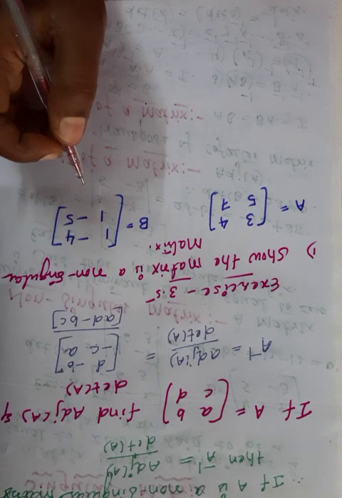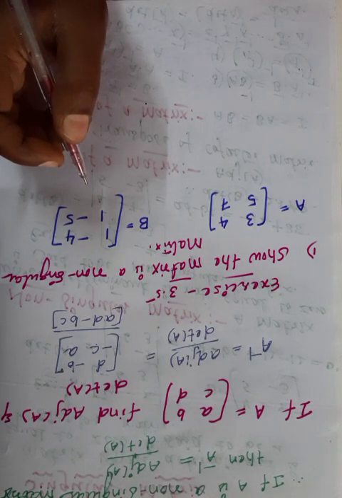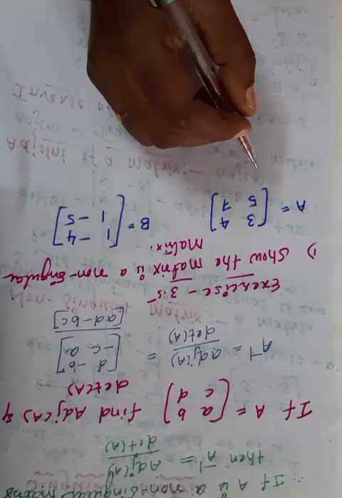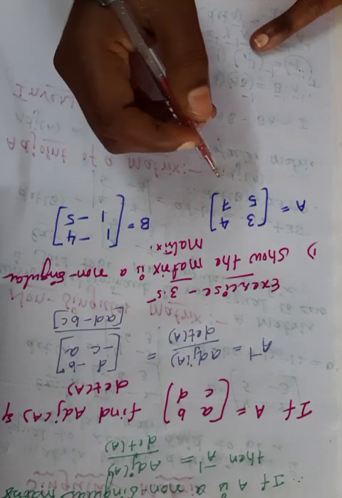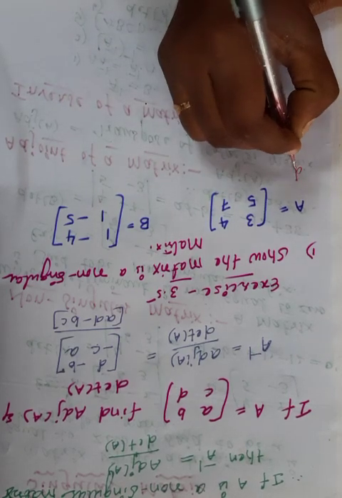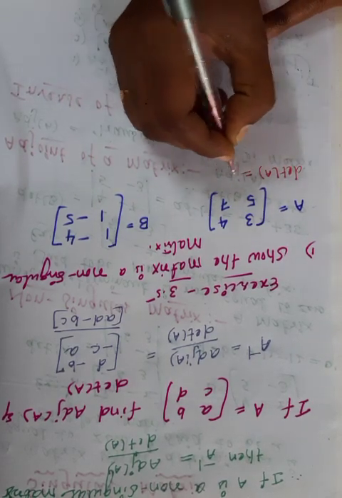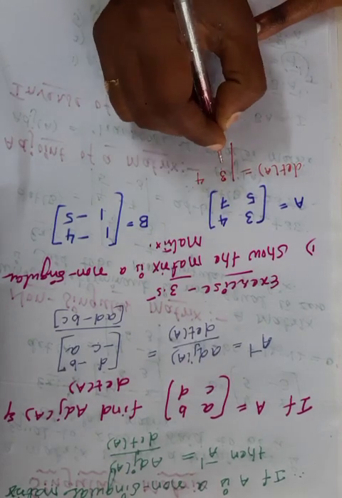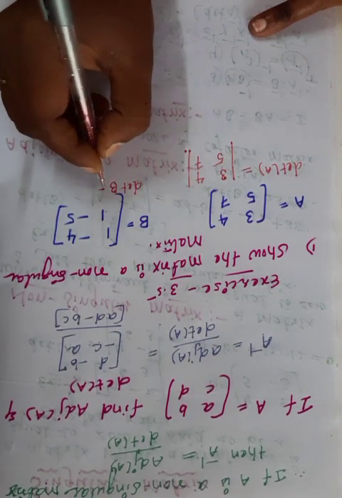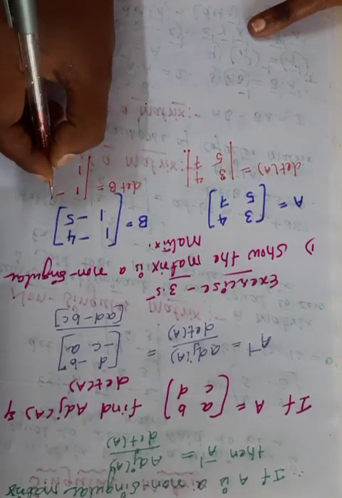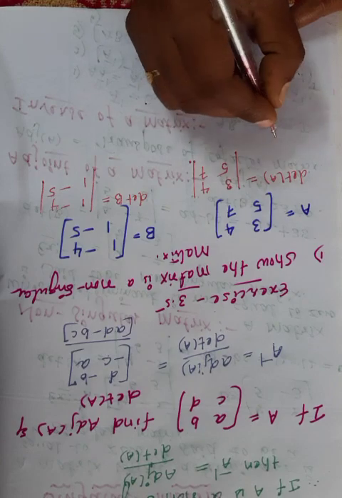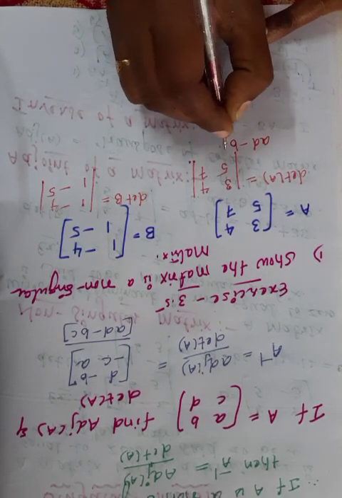In our exercise 3.5, our first bit is to show that the matrix is a non-singular matrix. Here I have taken 2 questions. Here matrix A is equal to [3, 4; 5, 7]. First of all, let us find the determinant for the given matrix A. So det A is equal to mod of [3, 4; 5, 7]. Similarly, det B is equal to mod of [1, 1; minus 4, minus 5]. For both questions the formula is AD minus BC.